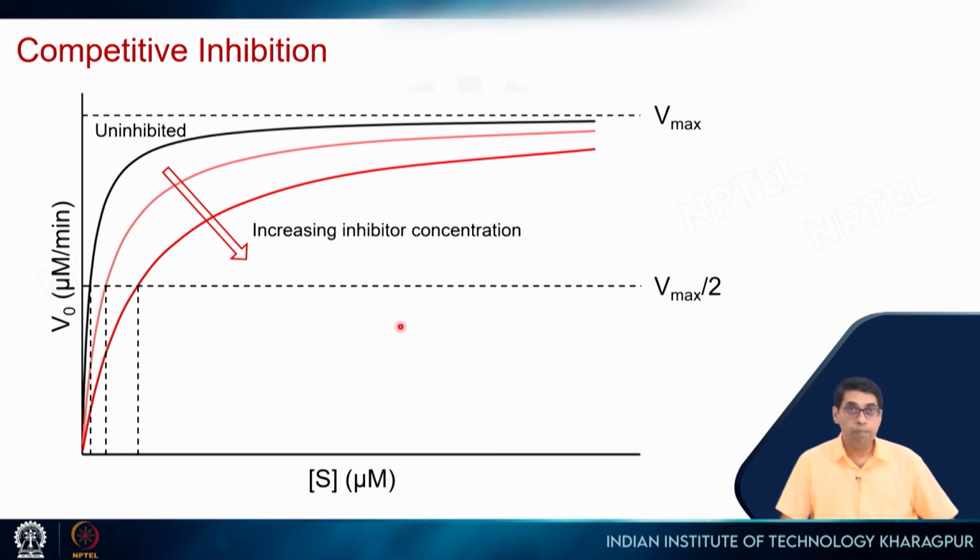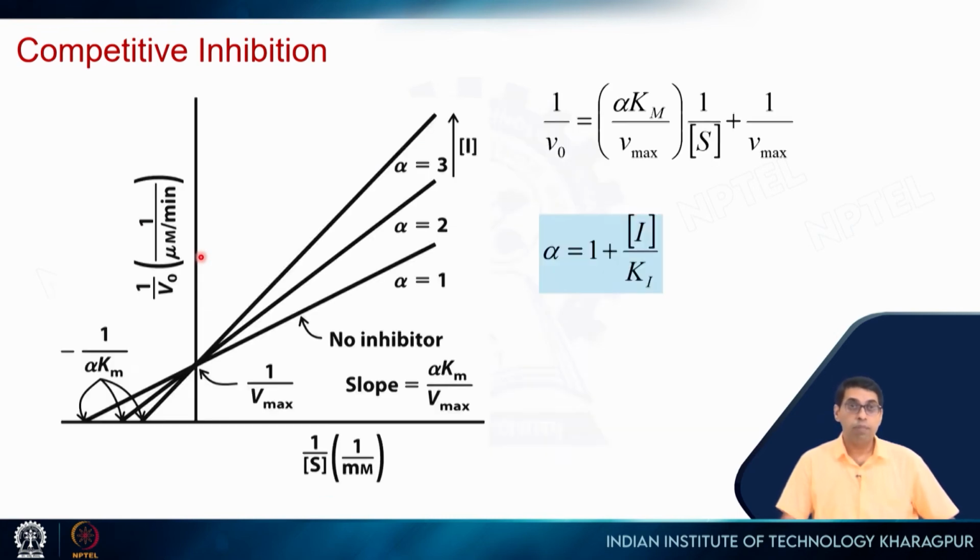What happens to Km? So, if this is my Vmax, this is my Vmax by 2, right. So, for the uninhibited reaction, my Km is here, but for a little bit of inhibitor, you can see the Km increases. If I increase the inhibitor, my Km increases further, because my alpha value is increasing, right. So, to understand the inhibition, this type of plot is fine, but the Lineweaver-Burk plot is even more convenient.